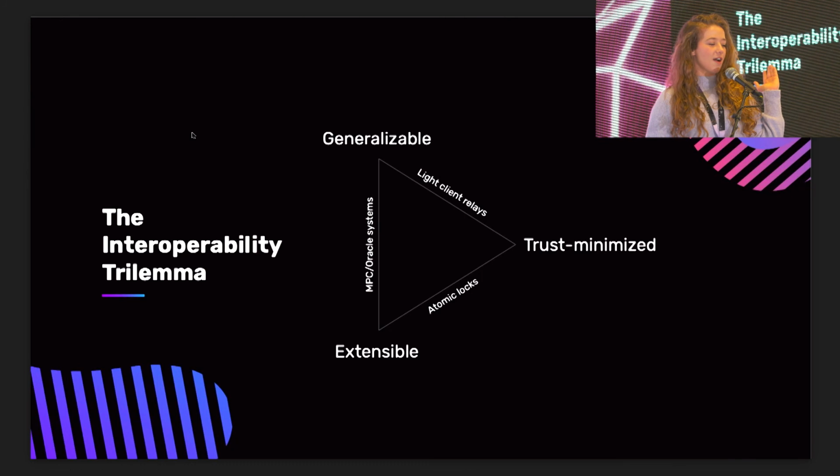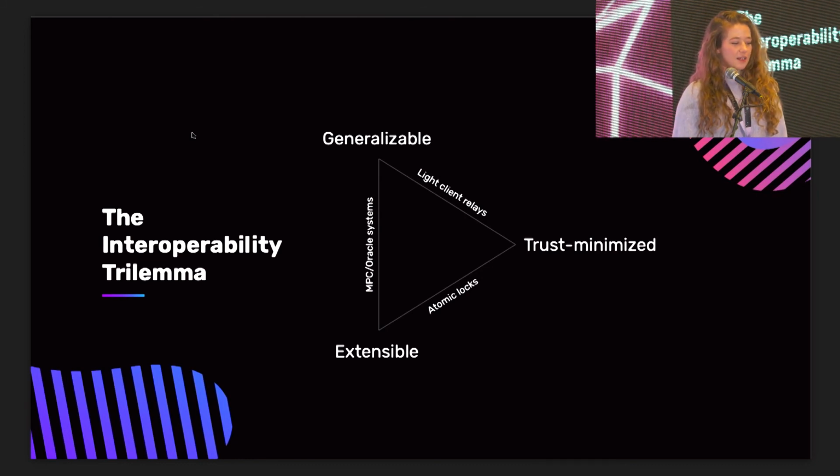Light clients are generalized and trust minimized, but not extensible. Atomic swaps, trust minimized, extensible, not generalized. And externally verified systems are extensible and generalizable, but not trust minimized. So they all take a different portion. They all have different trade-offs that are important to understand.